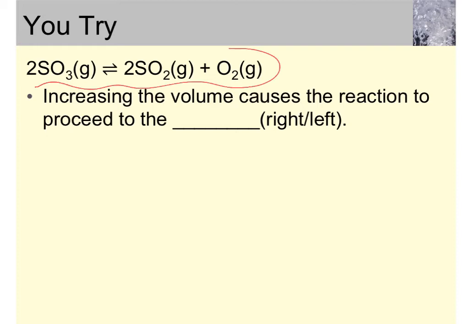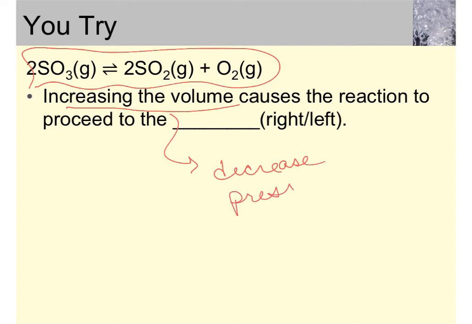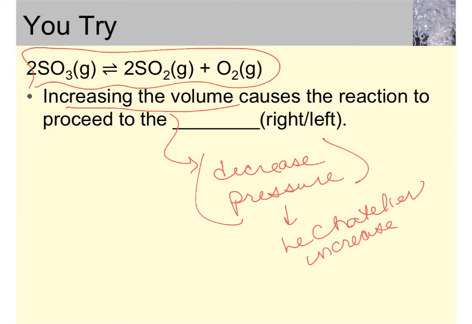So let's look at this example. Increasing the volume. As soon as I see that, I think, okay, that means decreased pressure. I do that immediately, before I even read the rest of the problem. I've decreased pressure. The question: causes the reaction to proceed which way? Decreased pressure means Le Chatelier wants to do the opposite of what I did. So Le Chatelier wants to increase pressure. How does it do that? It does that by shifting to the side that has more gas molecules.